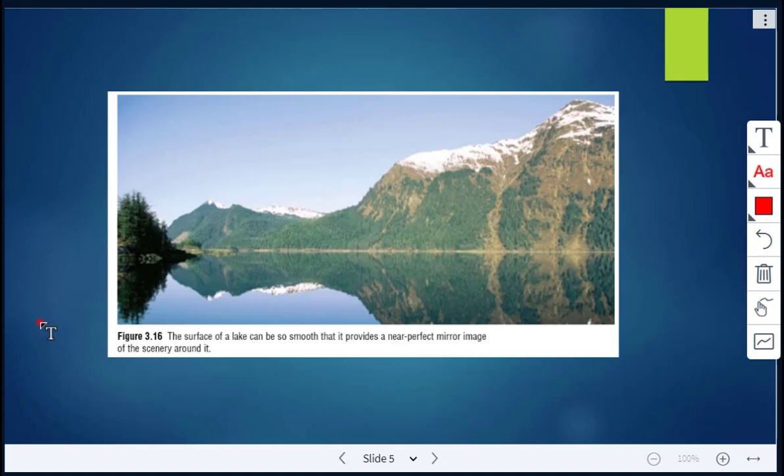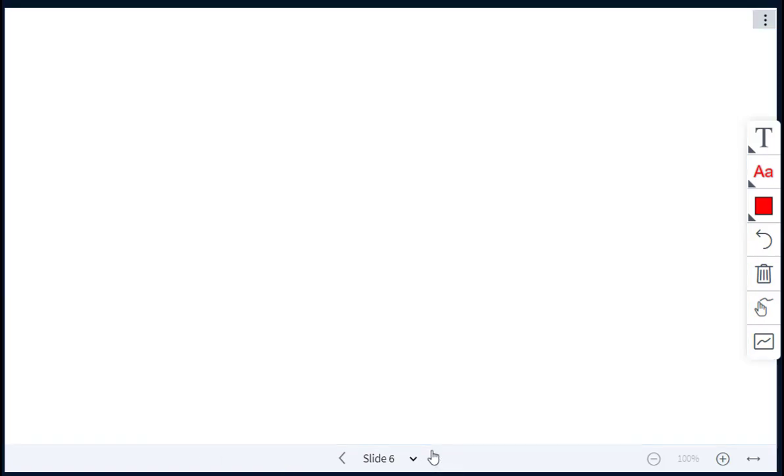So here we just have an image showing the surface of a lake and how it can be so smooth that it provides a near perfect mirror image of the scenery around it. All right, so kind of here we can see where the lake is. Just a nice image.